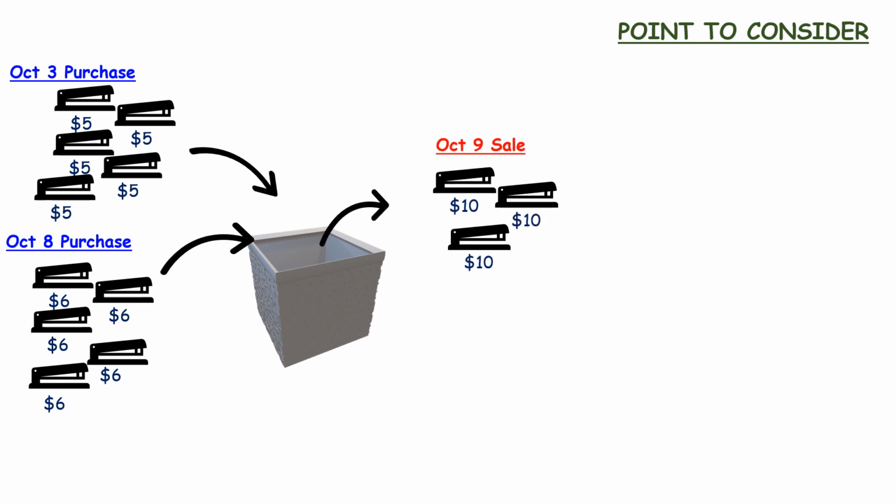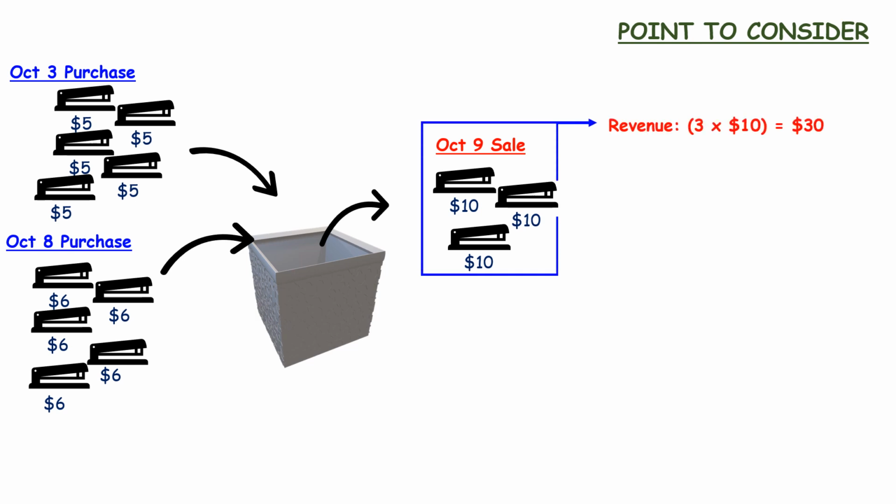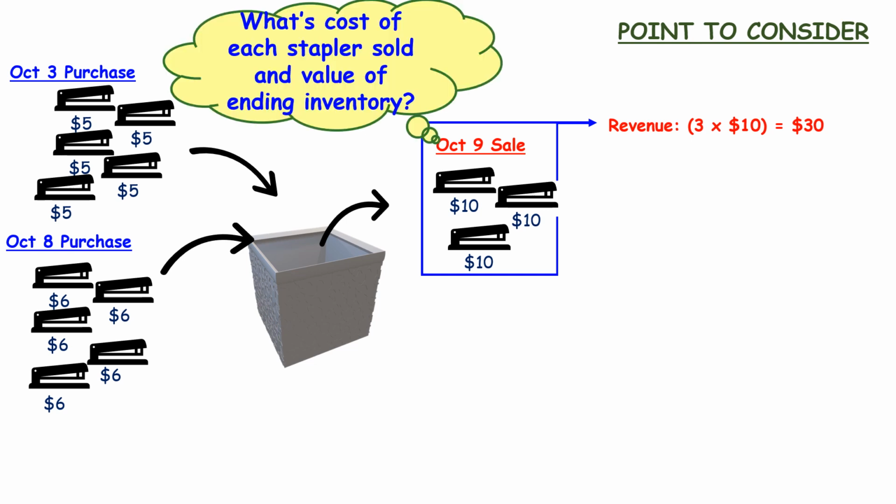Now, a day later, I sold 3 staplers. A customer came and wanted to buy 3 staplers. So I know that the sales revenue is $30 because I sold 3 at $10. Now, when I gave the customer the staplers, I went into the box and grabbed 3 to give to the customer. Now I need to know what is the cost of those 3 staplers to me.